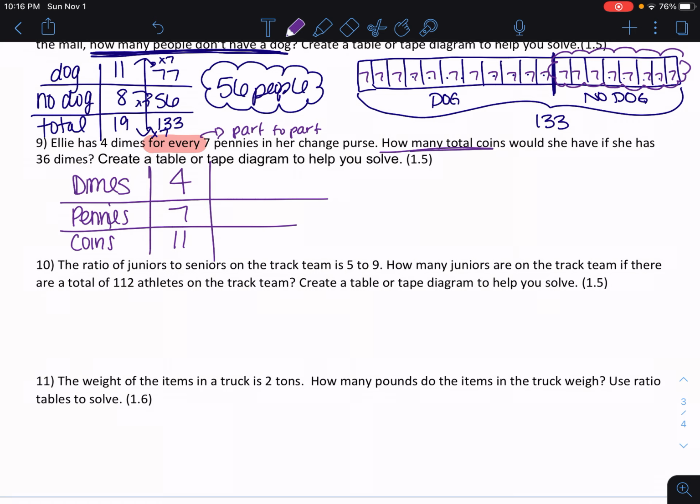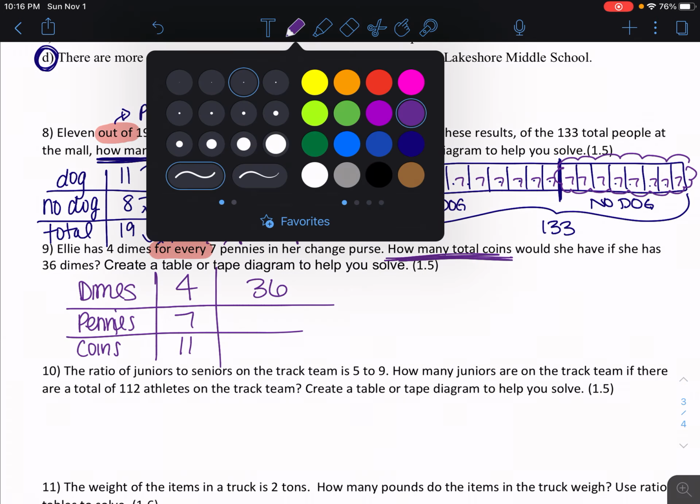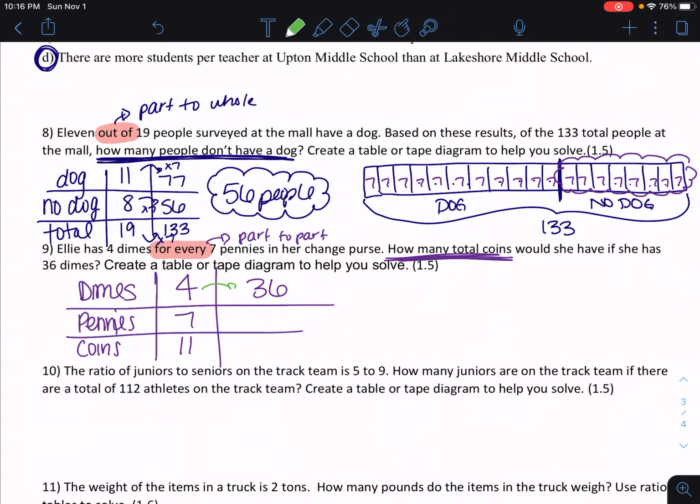It says how many total coins would she have? That means I'm looking for this coins column down at the bottom, if she has 36 dimes. So to get from 4 to 36, I'm going to multiply by 9. So 7 times 9 is 63. 11 times 9 is 99. I could have also found the 63 and added it to the 36 they gave me to get 99. This is going to be 99 coins.